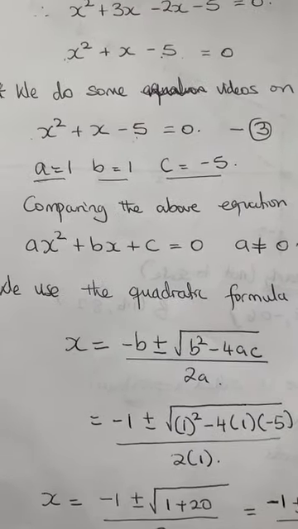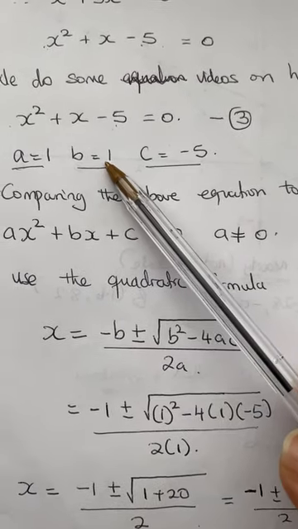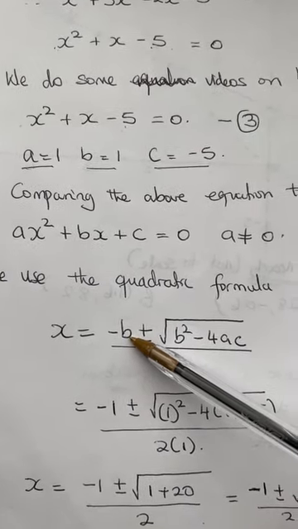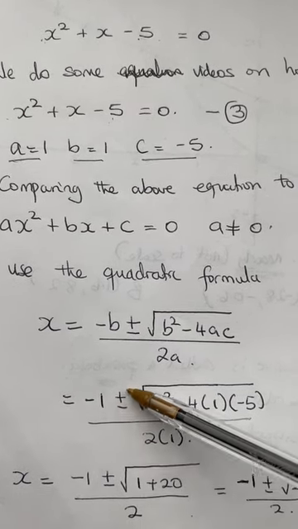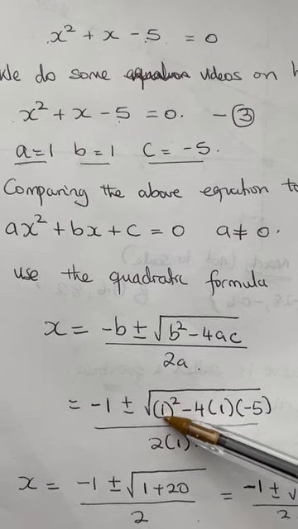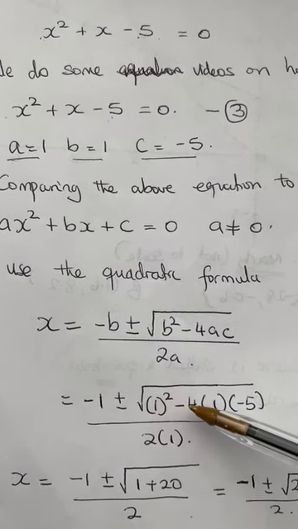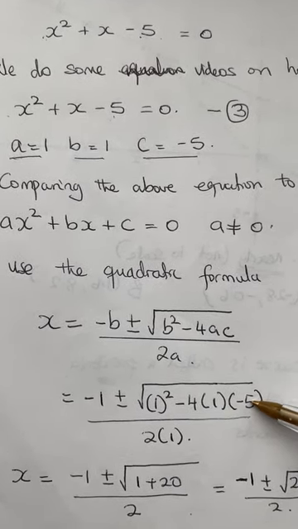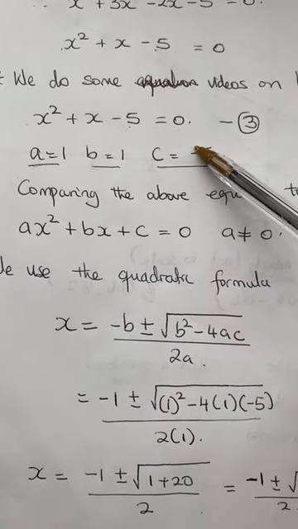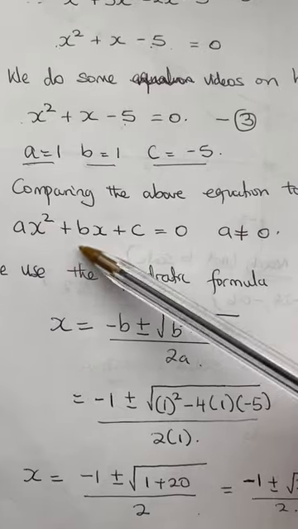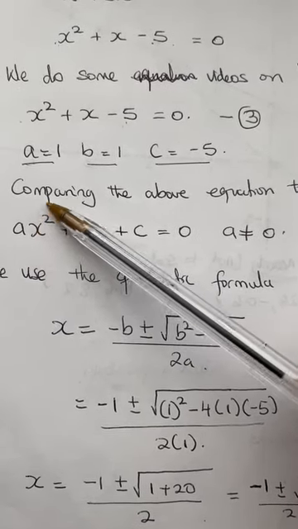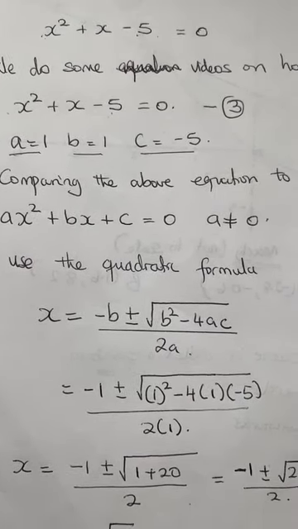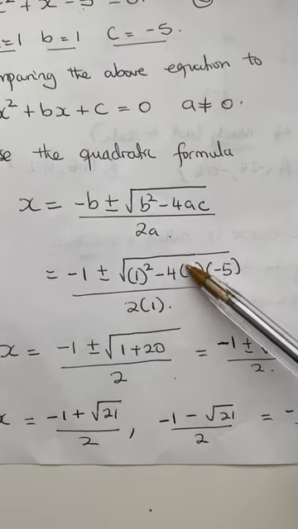So now A equals 1, B equals 1, C equals minus 5. So minus 1 there, because B is 1, plus or minus 1 squared, that is B all squared, minus 4, A is 1 again, and C is minus 5 from this equation. If we compare it to this formula, A is never equal to 0, because if A is 0, this part is 0, then it's no longer a quadratic equation.